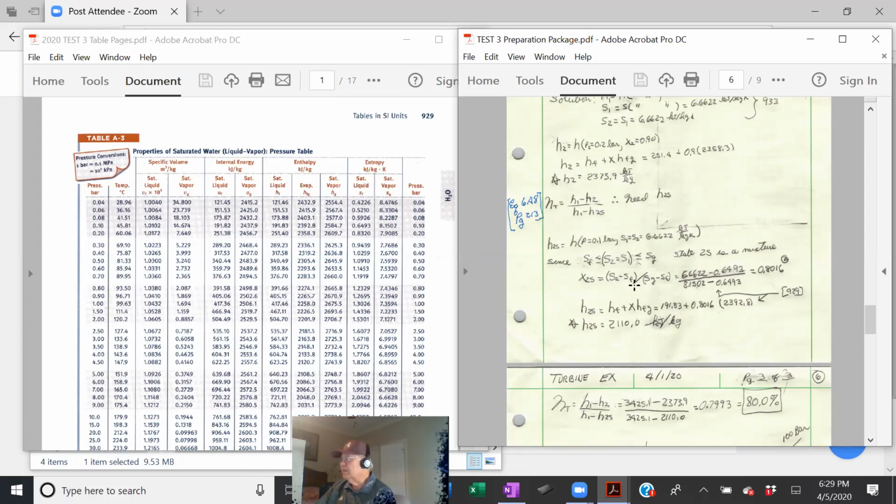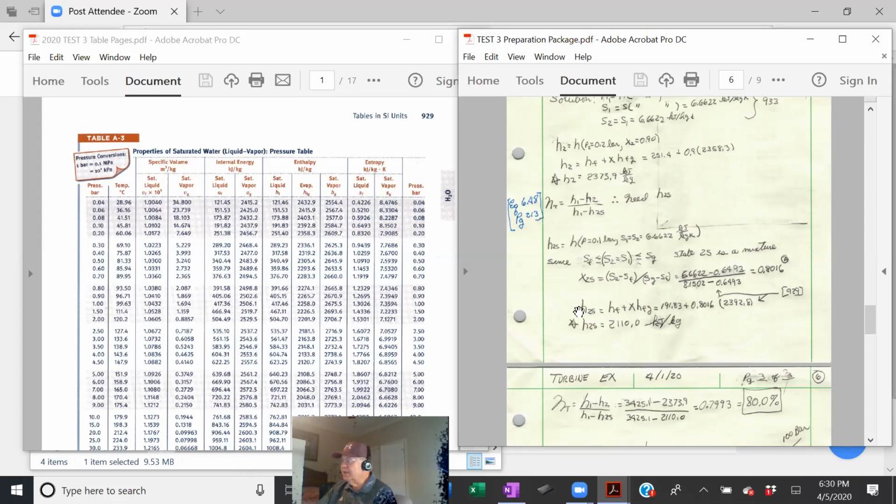Okay, let's look at this. So S2, I know is 6.6622. What is SF? SF is right here, 0.6493. There it is right there. Then SG, what is SG? 8.1502. There it is. And SF is that same 0.6493. If I go through the calculations, I find that X quality is 0.816, and I keep at least 4 decimal places. I actually put that in memory location A. You see my little balloon with an A in it.